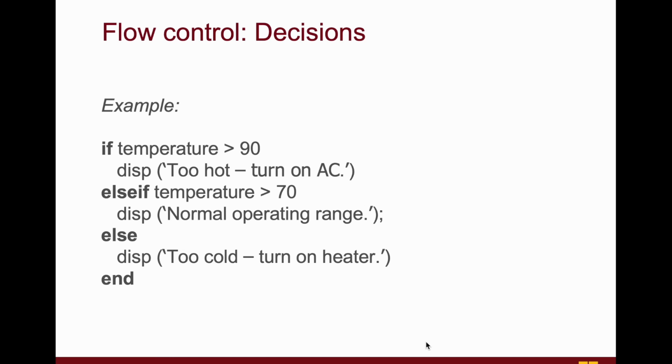If temperature is larger than 90, we display too hot, need to turn on AC. Else if temperature higher than 70, this means the temperature is within the range of 70 and 90, we display normal operating range. Else display too cold, turn on heater. And this is the case when the temperature is lower than 70. And the if statement always ends with the line end.